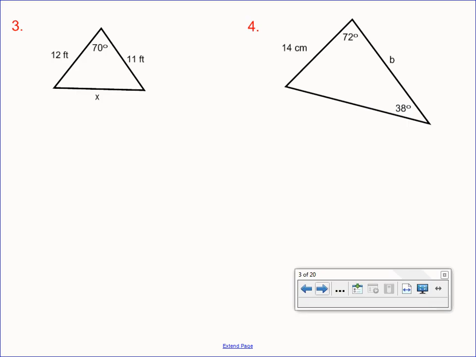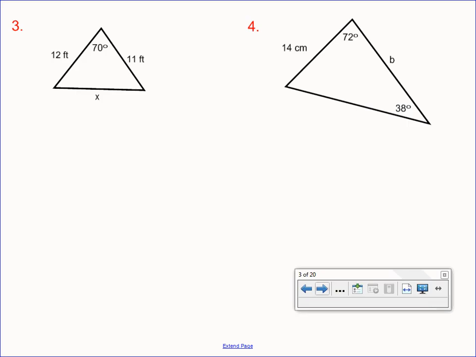Let's consider the strategy for use in number 3. When there's no right angle, I ask myself, do I have an opposite side angle pair? If I know information about an opposite side angle pair, then I'll be able to fill up one of the fractions in my law of sines, and that'll be my tool.